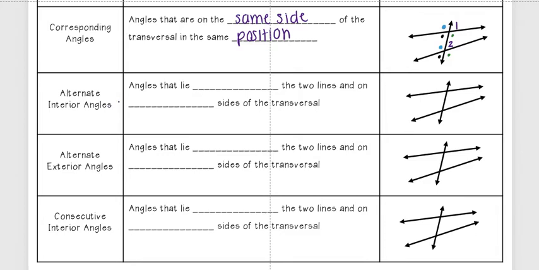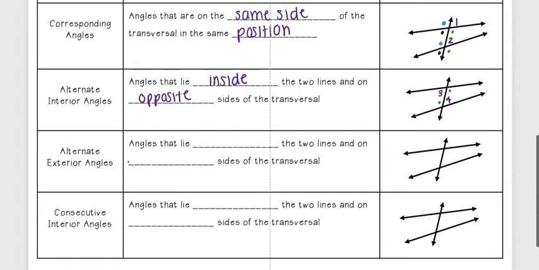Alternate interior angles, on the other hand, those are angles that lie inside the two lines and on opposite sides of the transversal. So that would be, for instance, angle 3 and 4. They're on the inside of the lines, but they're on opposite sides of the transversal. And so the other example would be those two right there.